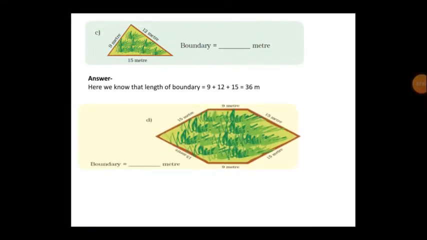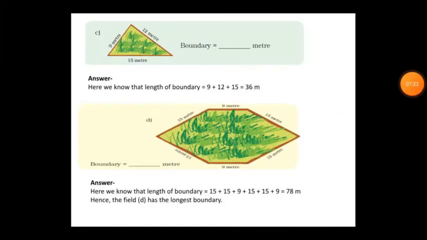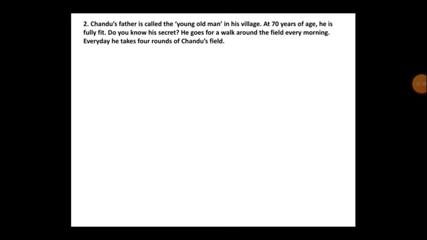Now D form, how much? So it is 78 meters. So now you tell which field has the more boundary. The field D is the more, right? 78 meters. See A, it is only 6. Now field D has the longest boundary.